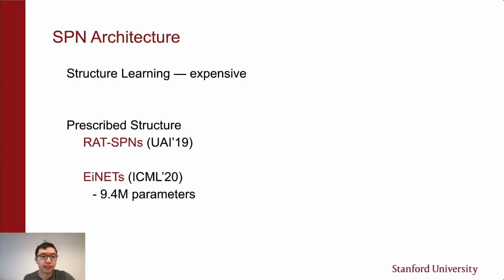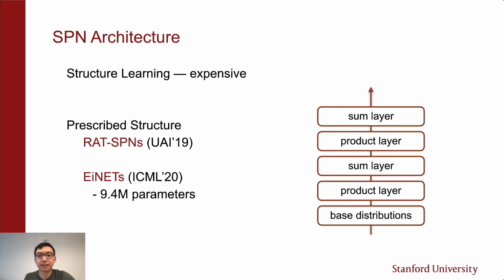Another approach is to look at prescribed structures, where we simply define a bunch of sum and product layers, and we stack the layers one after another, very similar to how people train neural networks as well. So two particular prescribed structures that have been proposed are RAT-SPNs and EiNETs. And EiNETs report training sum product networks of up to 9.4 million parameters.